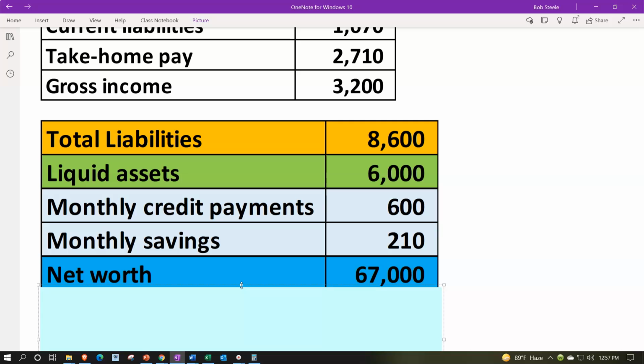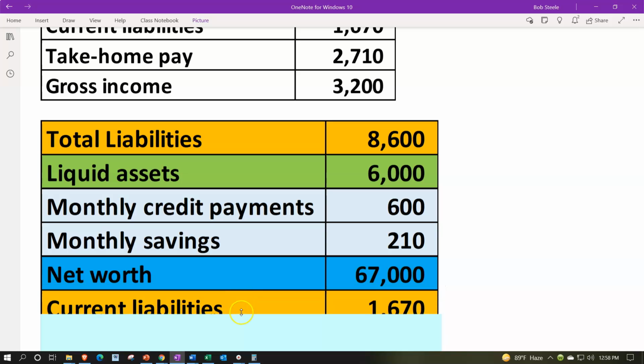We have the net worth. That's the bottom line, in essence, of the income statement when you're thinking about the accounting equation as assets minus liabilities equals equity or net worth. So that means if they give us the net worth, we'd probably have to use that to kind of back into any unknown.